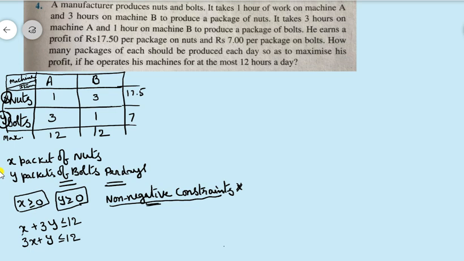Also, in the question the information is given as: one packet of nuts gives a profit of 17.5 rupees, and one packet of bolts gives a profit of 7 rupees. Now for X packets the profit is 17.5 into X. For Y packets of bolts the profit is 7Y.